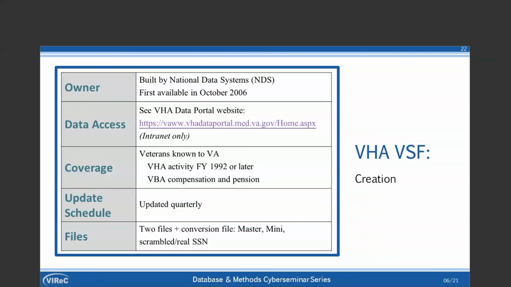Here you'll see that it really has two files, a master and a mini. We'll understand very soon how those are constructed. It is updated quarterly, but we need to emphasize that it has not been updated since June of 2020, and we're not really sure when it's going to be updated next. This is kind of in the hands of national data systems, which is more than just research. So I can't tell you much more than that right now.